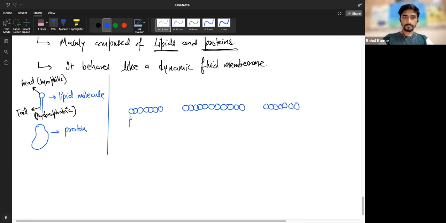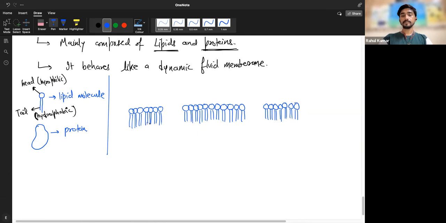And from them, the tail molecules are towards the center. Do you see what I'm drawing right now? Here? I'll tell you why I'm leaving this gap.